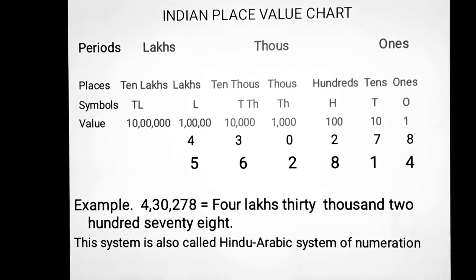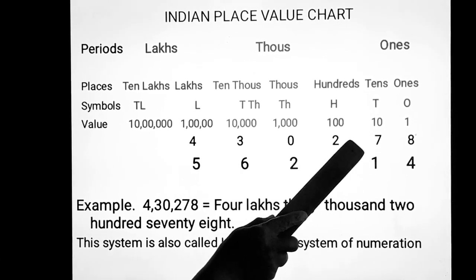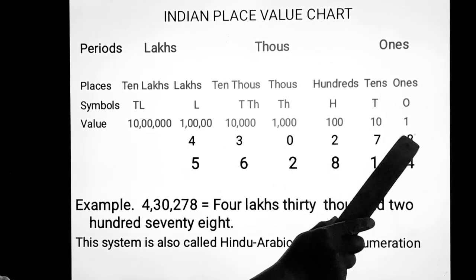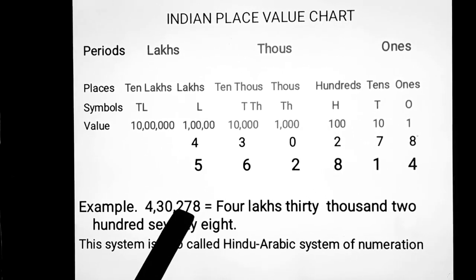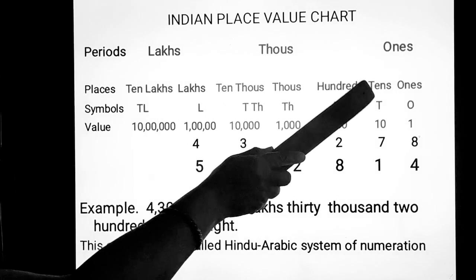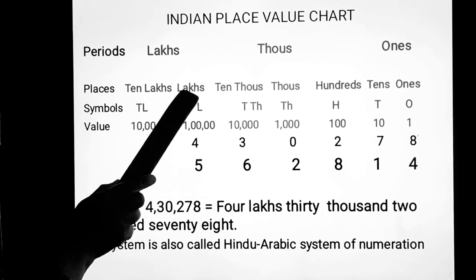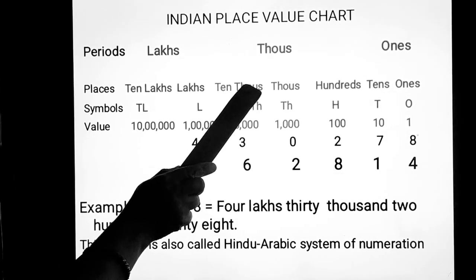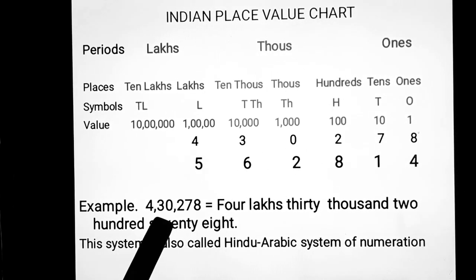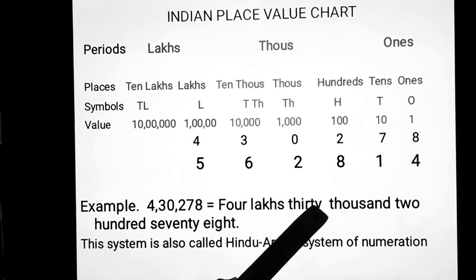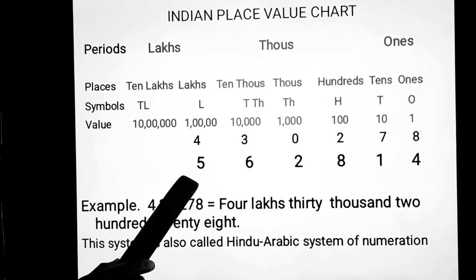Now look at the example. Here are the digits 4, 3, 0, 2, 7, 8. This is a 6 digit number. This 6 digit number is divided into 3 periods, that is ones, thousands and lakhs. Here 4 is in lakhs period, 30 is in thousands period, 278 is in ones period. So we read this number as 4,30,278.